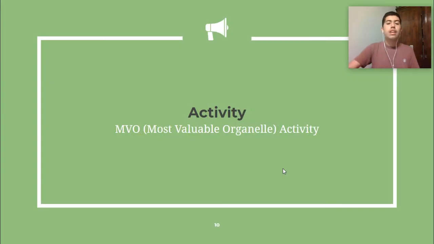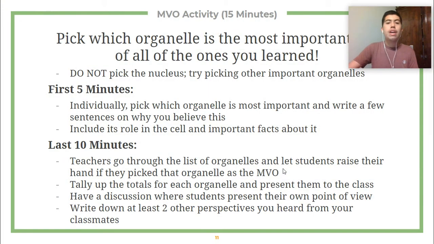So now we're going to do an activity where we're going to talk about the most valuable organelle. So pick which organelle is the most important out of all of the ones we learned. So this could be the endoplasmic reticulum, the vacuole, whatever you think is the most important organelle. Don't pick the nucleus, because we know that the nucleus is important because it controls all the other organelles. Try picking other important organelles. So don't pick the nucleus, pick something else.